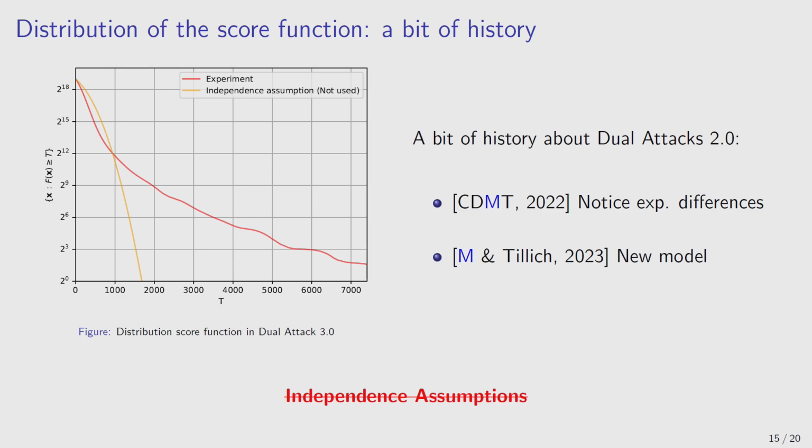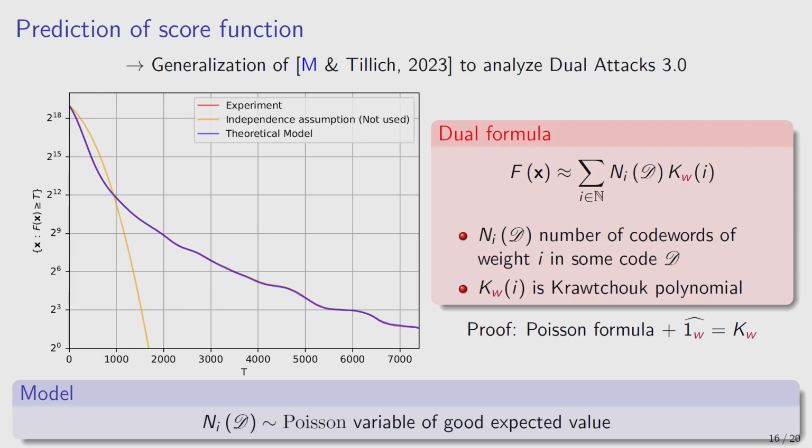And so here, going back to dual attack 3.0, our new attack, I've plotted the experimental distribution of the score function and what we would expect if the independence assumption were true. You see that the red experimental curve doesn't match at all with the independence assumption. No problem here, it is expected that it does not work.